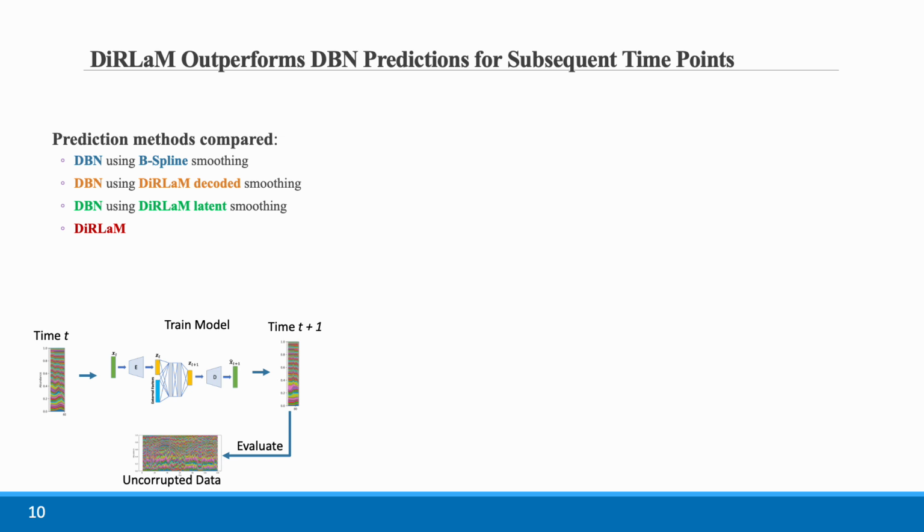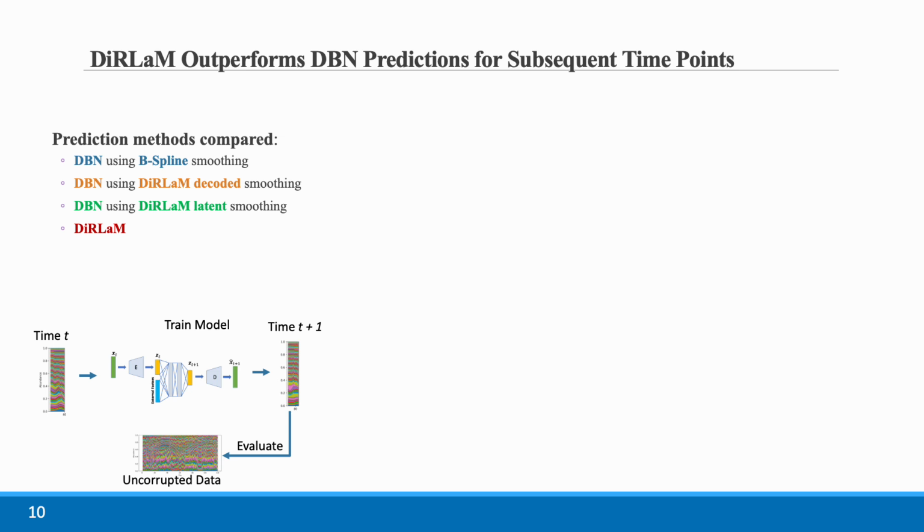Lastly, we evaluated DiRLaM's ability to predict subsequent time points. We first compared DiRLaM to a standard approach of using a dynamic Bayesian network, or DBN, on B-spline smoothed data. Then, based on the observation of DiRLaM's improved interpolative ability, we trained a DBN model using DiRLaM's interpolated values.